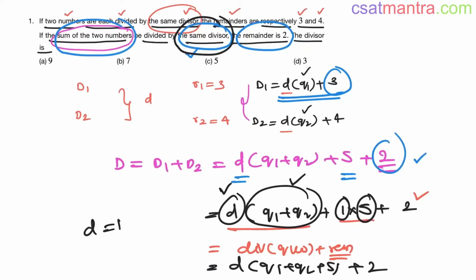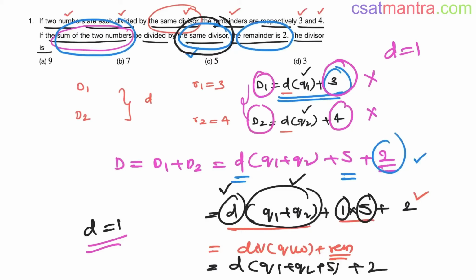Now can we say 1 is our divisor and it's not there in options? No, my friends, 1 is not our divisor, because 1 divides everything. If 1 divides everything, we wouldn't be having remainder 3 and remainder 4 here. If small d is 1, no, then we wouldn't be having any remainders here. You take any number, 1 will divide that. So 1 is not our divisor.